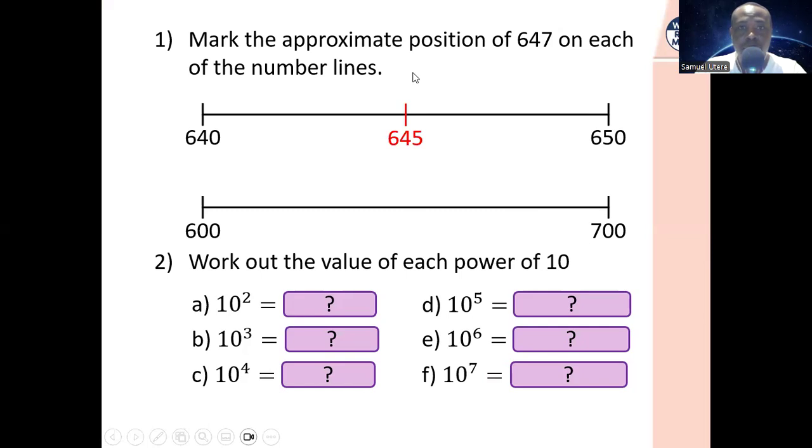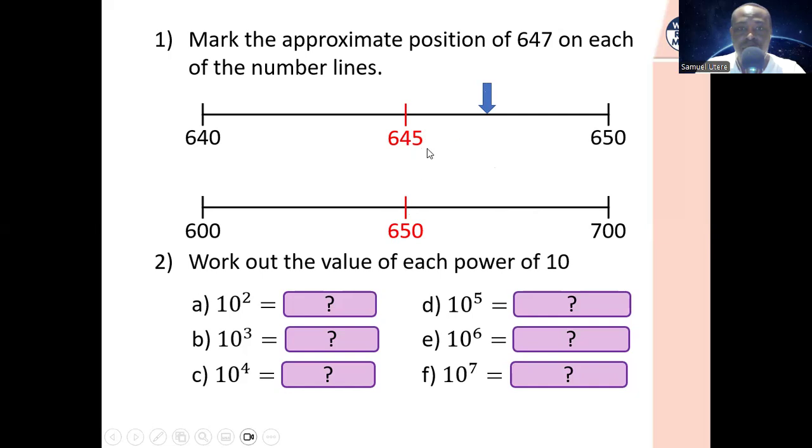Here you're asked to mark the appropriate position of 647 on each of the number lines. It will be easier to do that if you mark other numbers on the number line. So remember what we did in our previous lesson. So this will clearly be 645 because it is halfway between 640 and 650. This one will clearly be halfway between 600 and 700, which is 650. So you can see how we can mark 647.